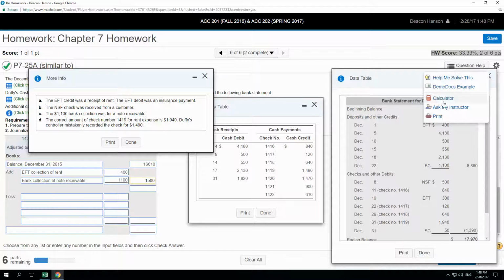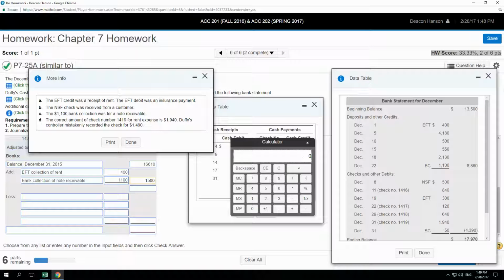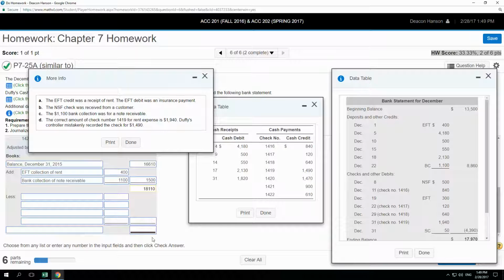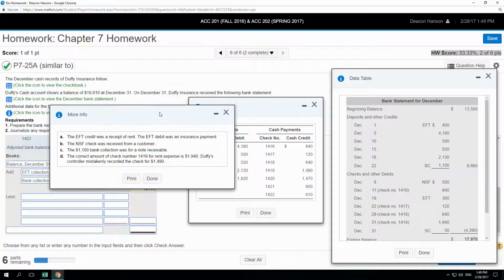So you can take your book balance of 16,610 and add 1,500, and we get 18,110. Where'd you get the first number again? The first number, the collection of the rent, I looked over here. The balance one again? Oh, the balance. Right up here. Yep.